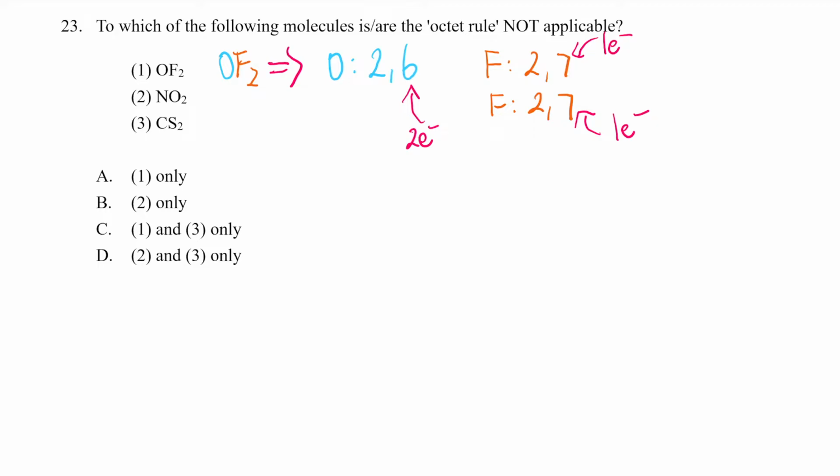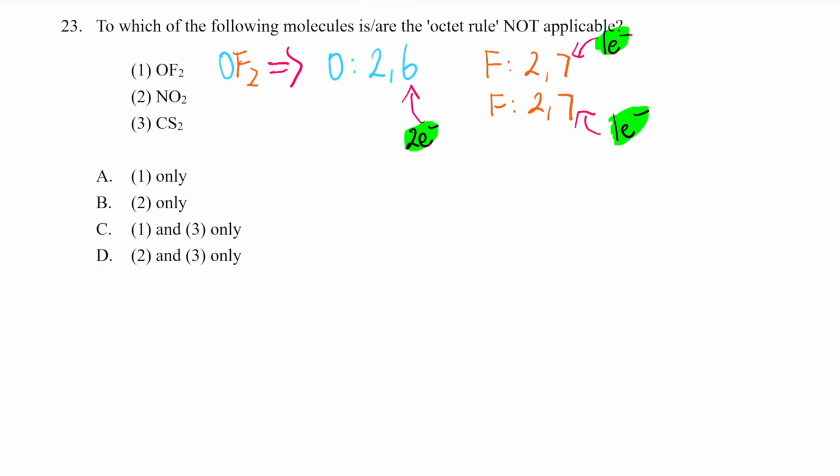What do I mean by that? Look here. There are 2 electrons that oxygen needs in order to achieve the octet rule. And where are the 2 electrons going to be shared from? 1 electron comes from a fluorine atom, and the other comes from another fluorine atom. So there you go. It's perfectly fine. It can be shared now.